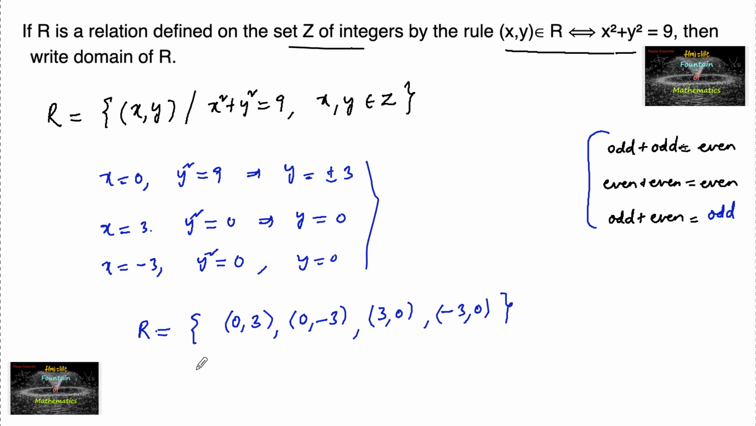So the domain can be taken. Domain is the set of elements x such that (x, y) belongs to the relation R, the first elements we consider. So that is 0, minus 3 and plus 3. Only these three elements, minus 3, 0, 3, we can take. This is the answer. Okay, thank you.